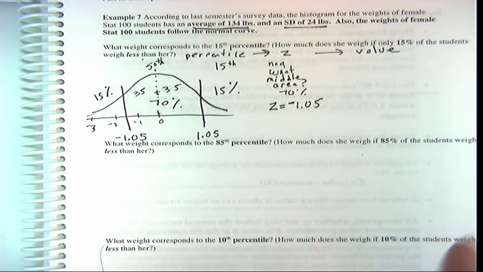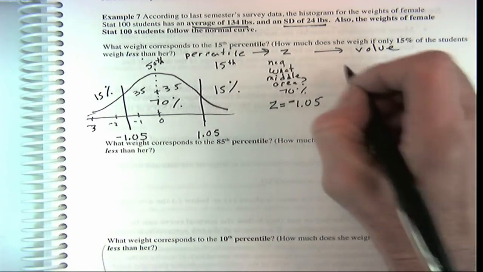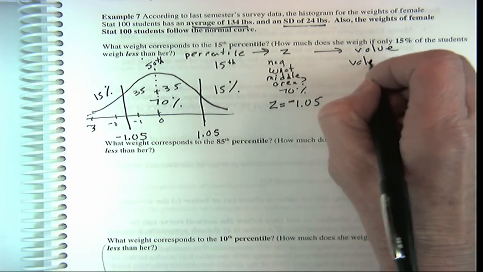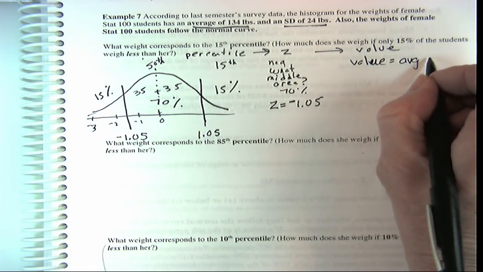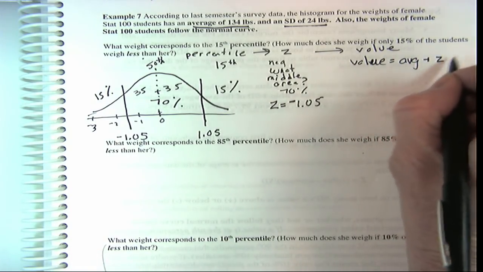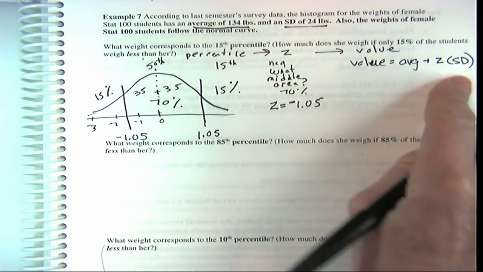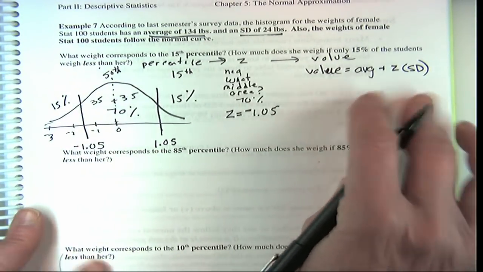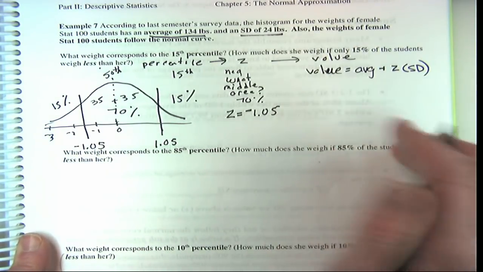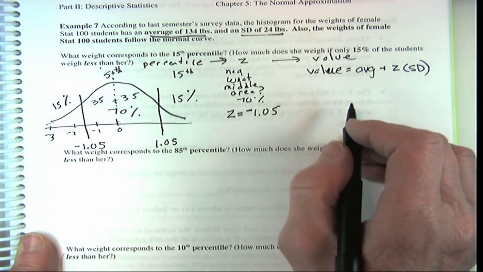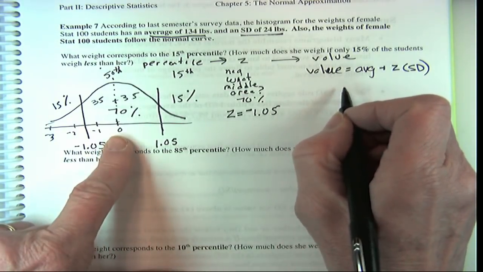And so now what's our value? Remember, the value is just going to be, I always start at the average, right? And then it's plus z times the SD. That's the same as the other formula: value minus average over standard deviation is equal to z. But this is very intuitive. So to get our value, we start at the average, which is what?